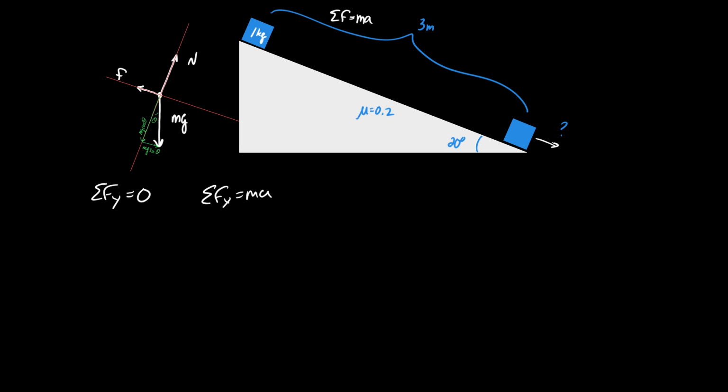So in the y direction, I believe I have two forces, normal force upwards and a portion of the weight downwards. So normal minus mg cosine theta equals 0. Done. Now I'll go on to the next ones. I have two forces. I have mg sine theta minus friction equals 0. Equals ma.